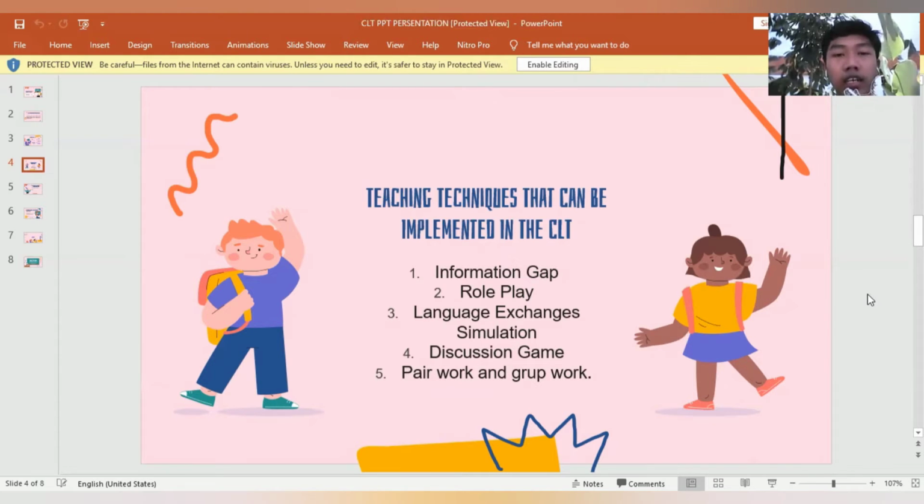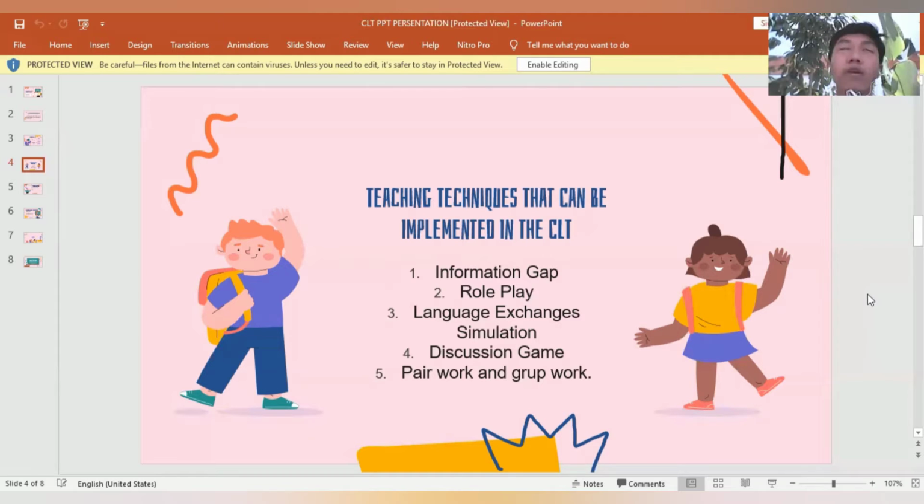Next, the discussion games. Discussion game is a fast and easy game to help students understand the subject and figure out the learning, because a discussion that uses games as a medium makes students happier to learn.